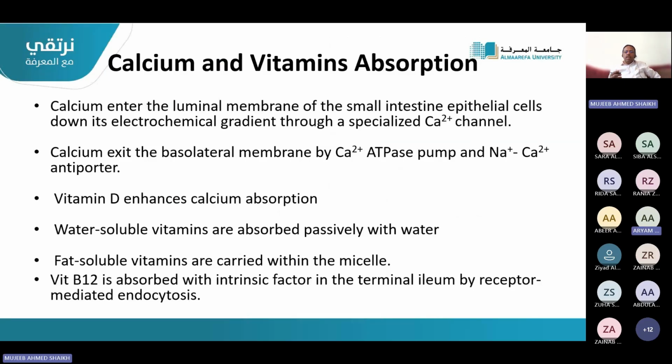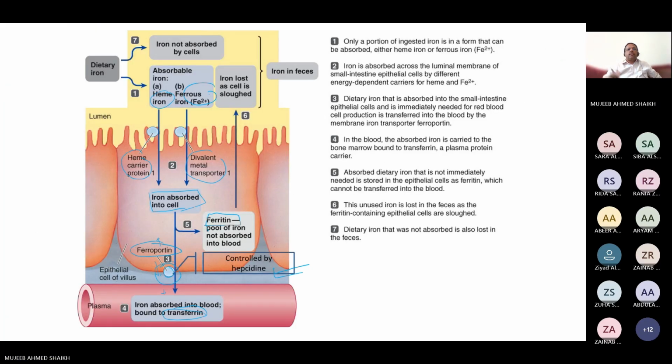What is the exact action of hepcidin? The ferroportin, the channel on the basolateral membrane, is controlled by hepcidin. You have to read what is the exact role of hepcidin from a textbook or somewhere, because it is required. How will hepcidin control the iron absorption? I will give you a hint: it is an inhibitor of iron absorption.